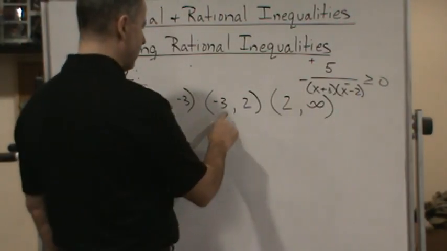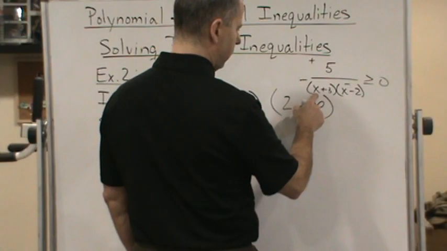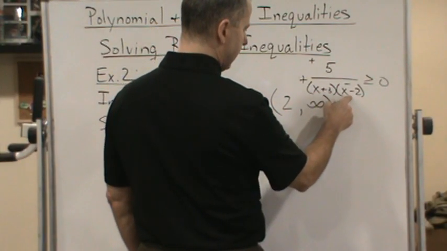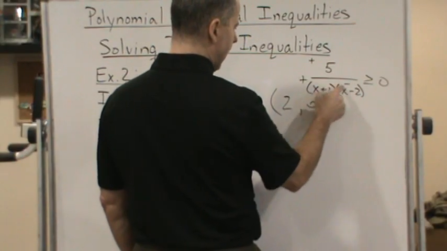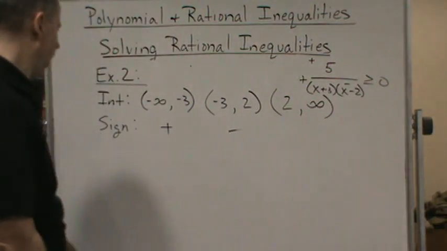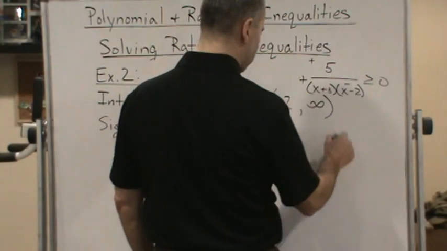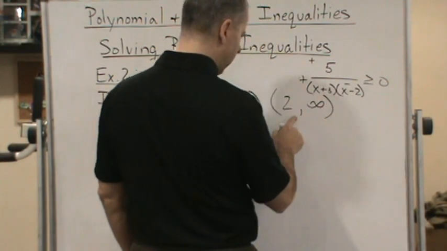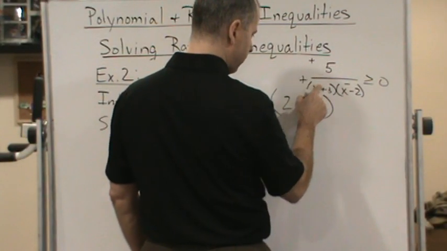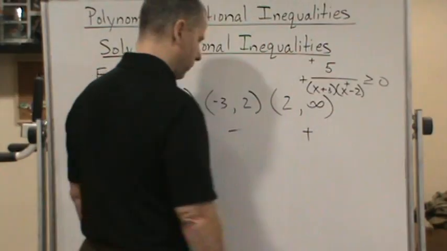Now, what if I put in 0? So 0 is always the one that we want to use. So 0 will give us positive here and negative here. So then we get a negative on the bottom, positive on top, which means this is going to be negative. Now, what about here? If I put in 3, I'm going to get positive, of course, and this is going to be positive, which means the whole thing is going to be positive.